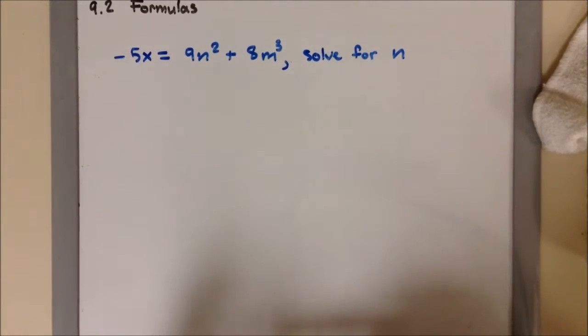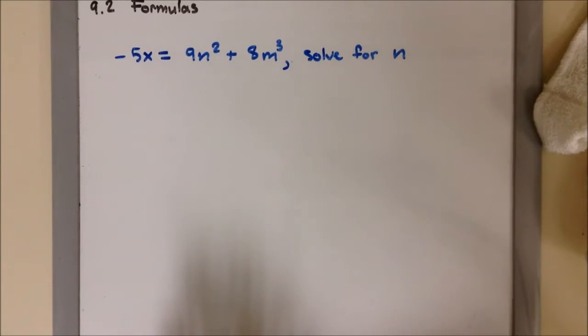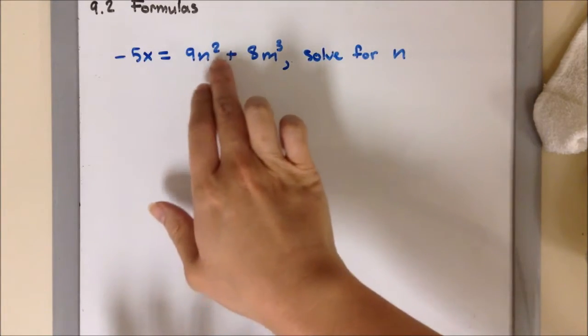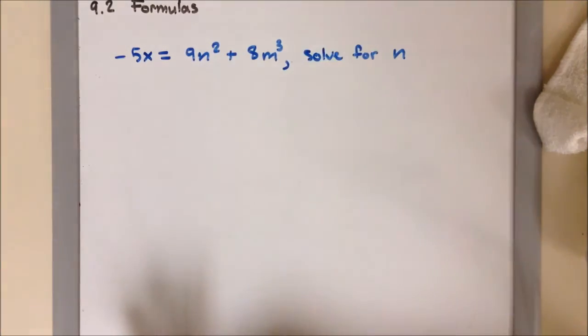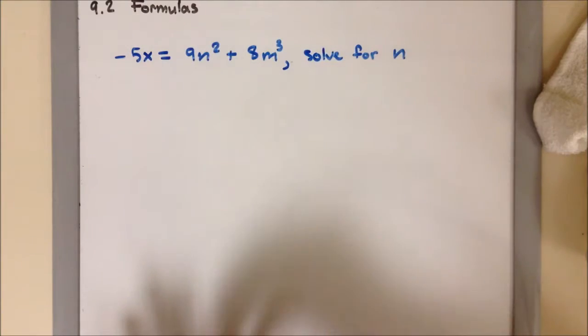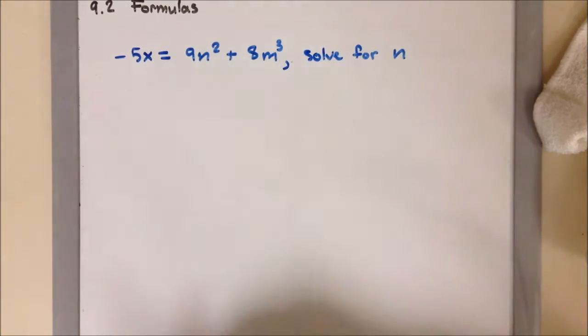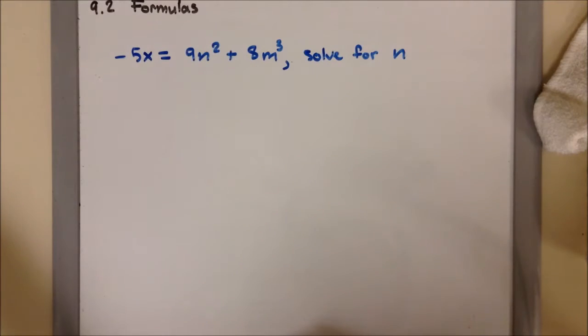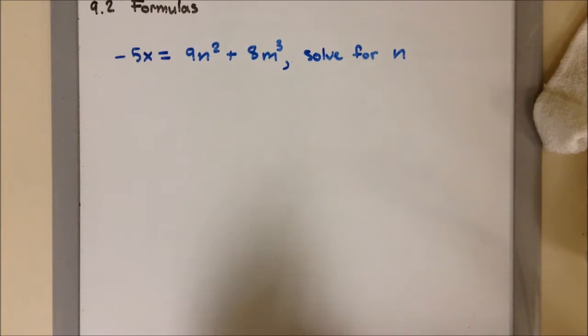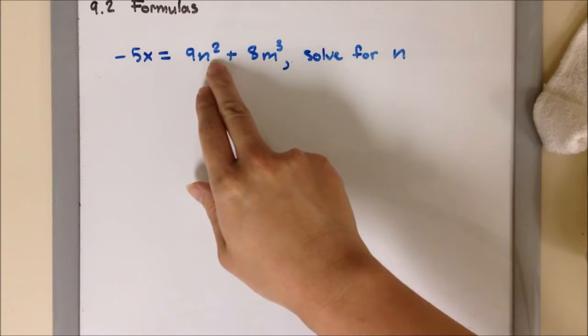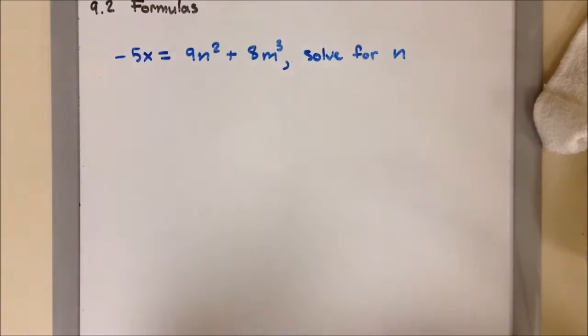Alright, in this example, we have an equation, negative 5x equals 9n squared plus 8m to the third power. It's asking you to solve for n. So you take a look at n, it has an exponent of 2. So this is the part where we have to follow the opposite of our exponent. Since the n has the power of 2, meaning square, the opposite is square root.